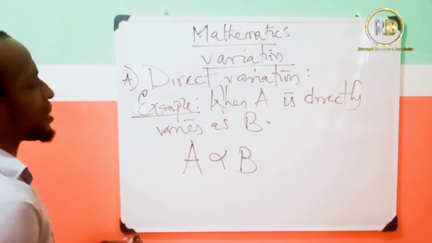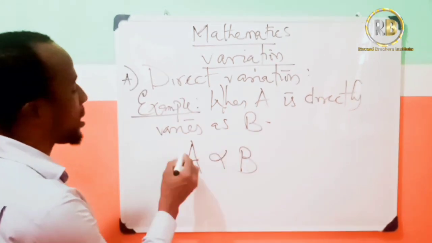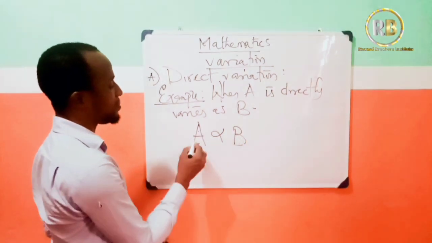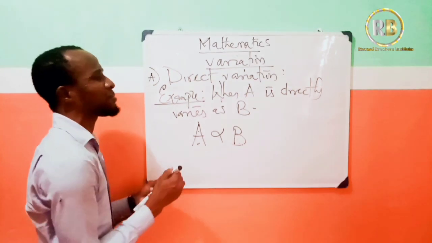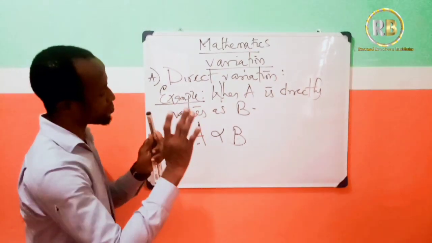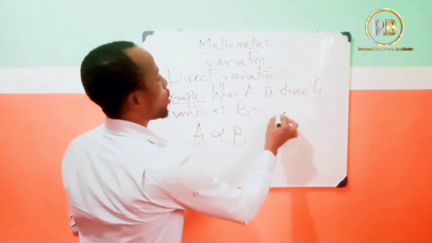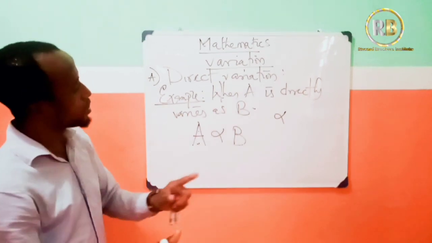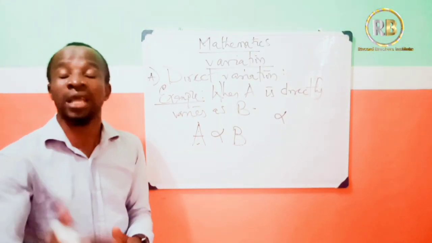Now, when A directly varies as B, it means anything that affects A also affects B. If there is an increase in A, there will be an increase in B. If there is a decrease in A, there will also be a decrease in B. In mathematics, we sometimes change signs and symbols. Now, this sign, as we all know, is referred to as the sign of proportion. We change the sign of proportion to the sign of equality, and that means we are going to introduce a constant.